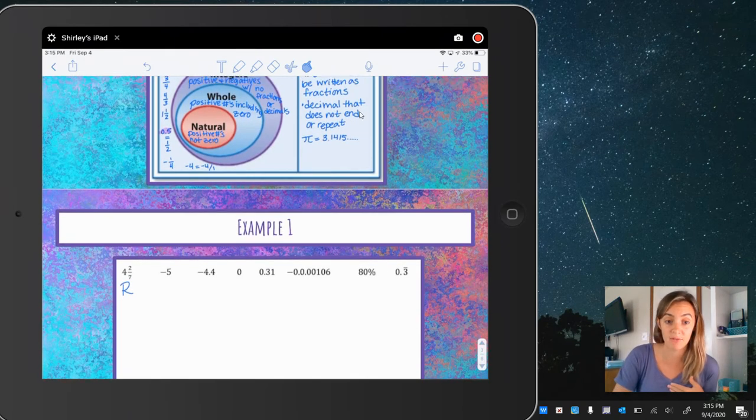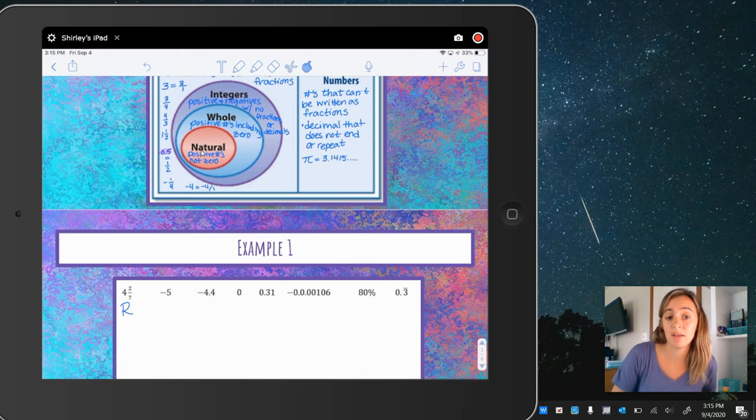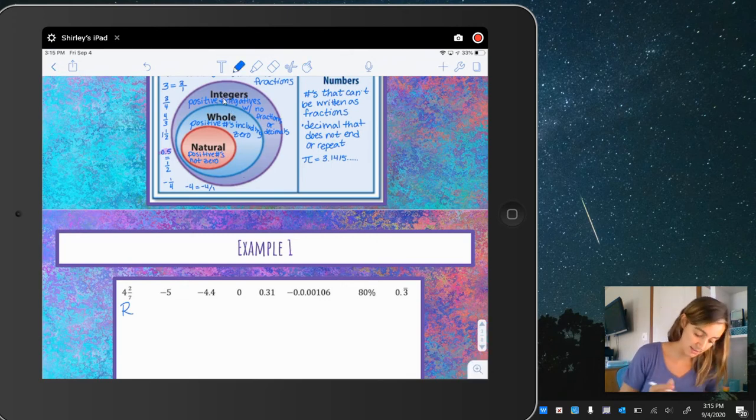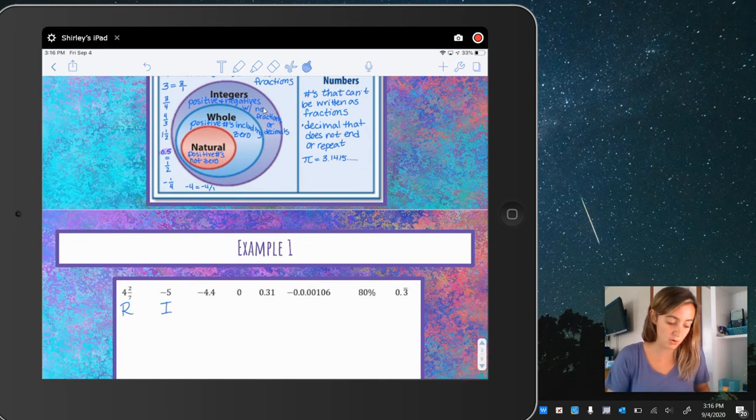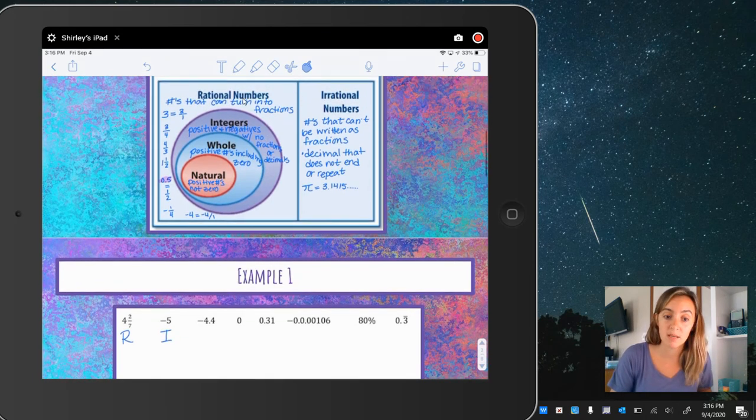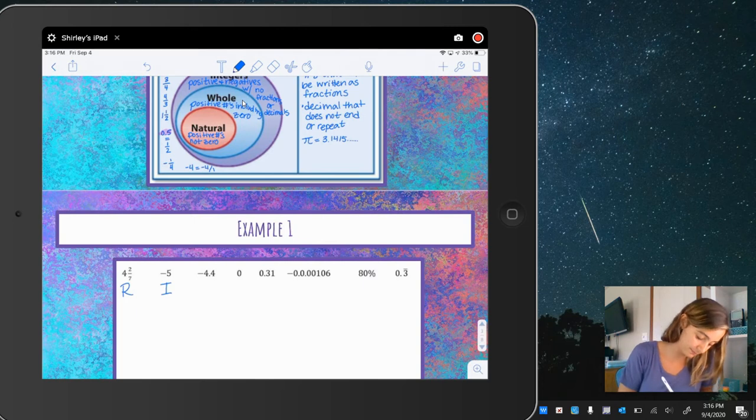Now I have -5. Okay, so now let's start working from the inside out of our diagram. It might make it a little bit easier. So -5, it's not a positive number, it's not a positive number including 0. It is a negative number. So that first set that -5 belongs to is my set of integers. Once I find that first set, it then belongs to everything outside of it. So since my integer circle is inside of my rational number box, it's also a rational number.